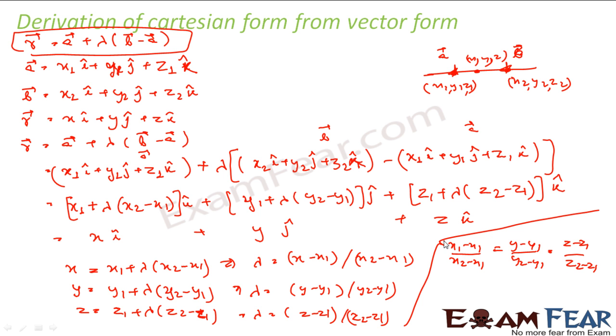So this is the equation of the line that passes through the points. Correct? This is (x − x1)/(x2 − x1) = (y − y1)/(y2 − y1) = (z − z1)/(z2 − z1), where the line passes through (x1, y1, z1) and (x2, y2, z2). Correct?